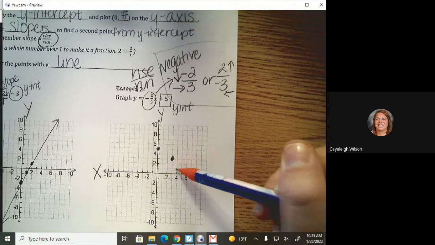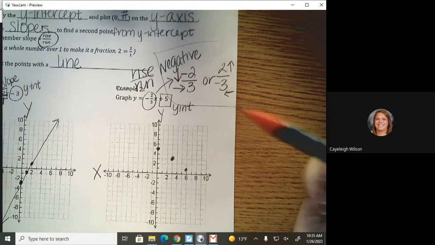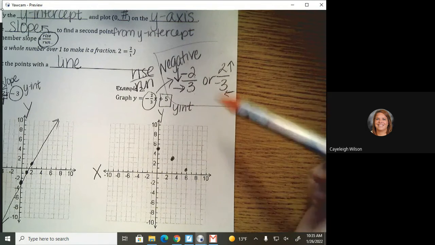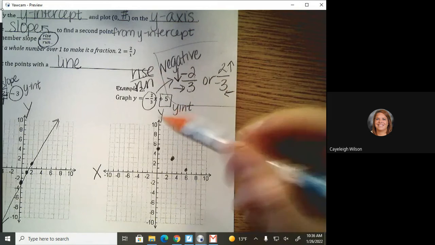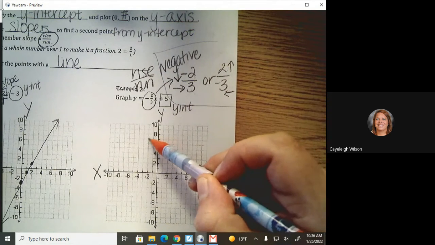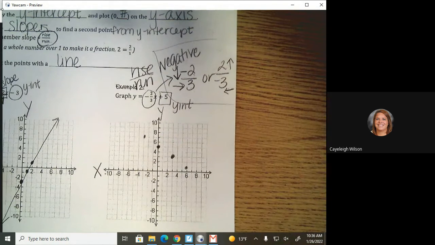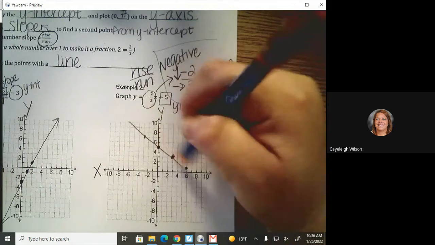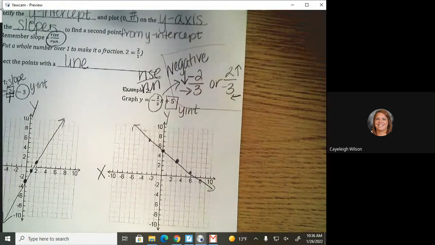Down 2, right 3. But when Timmy did his, he's like, no, Miss Wilson, I wanted to do the negative on the bottom. So watch what Timmy did. Timmy went up 2, left 3. Is he wrong? No, look at his point. It's still part of the same graph. It's still part of it all. So he can go either one of these and it still comes out the same.